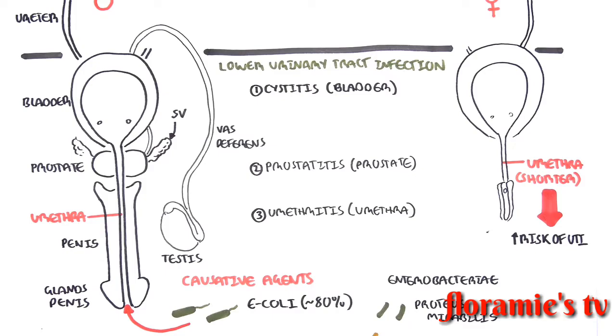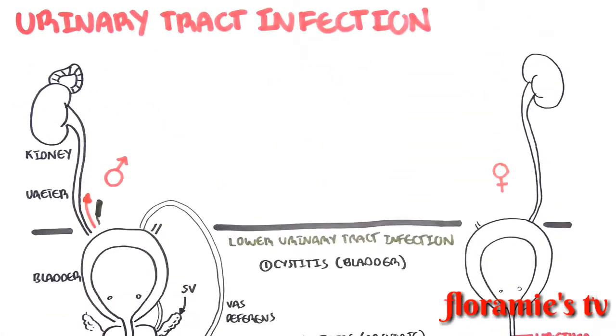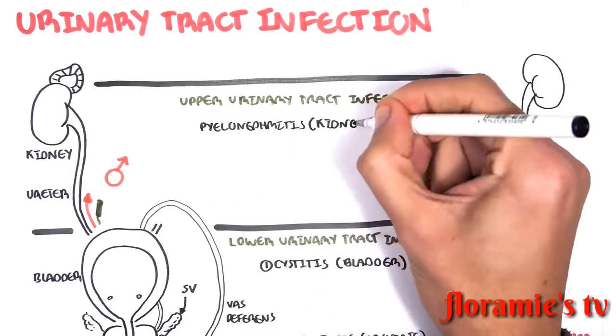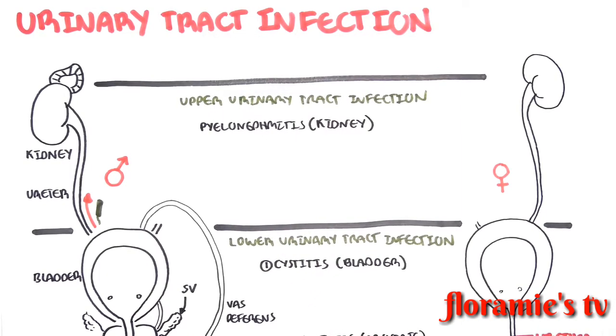Infection of the lower urinary tract can progress and cause an upper urinary tract infection. This is where infection affects the kidneys. This is called pyelonephritis. Pyelonephritis is serious and can cause acute renal failure.